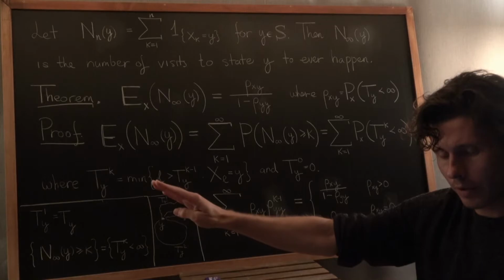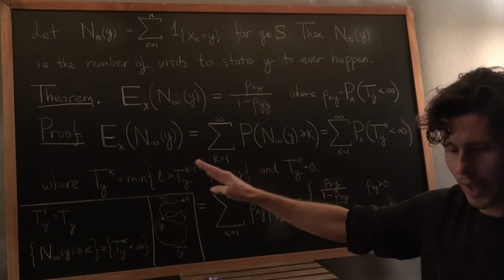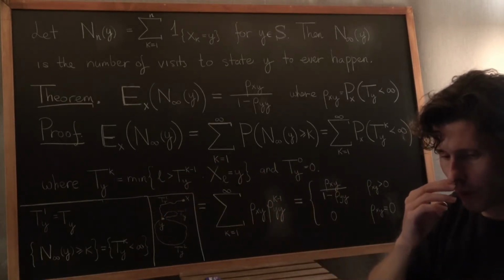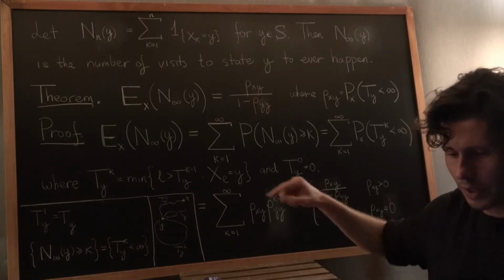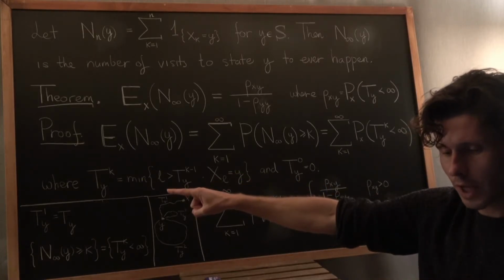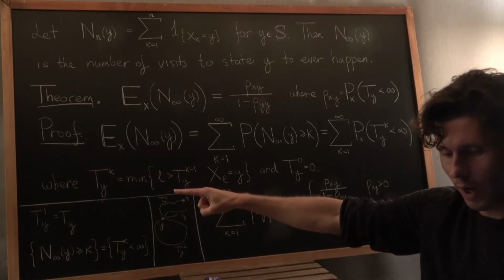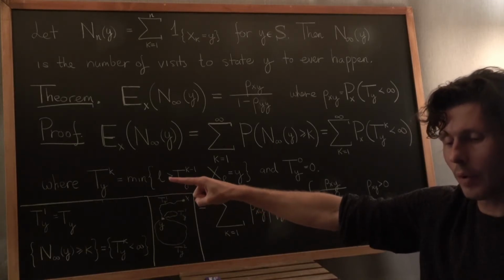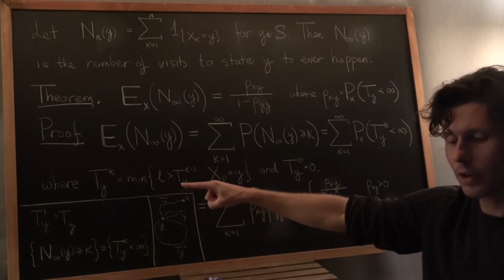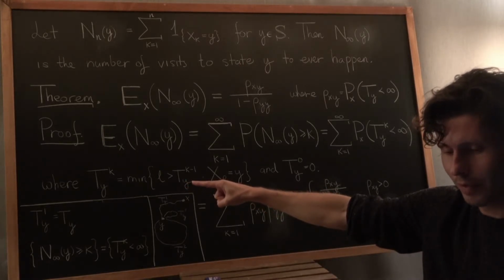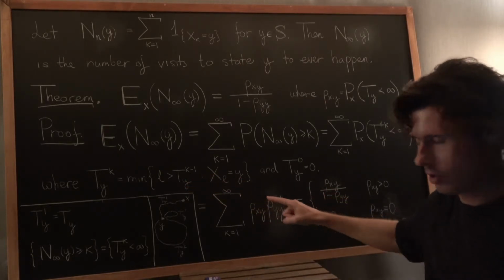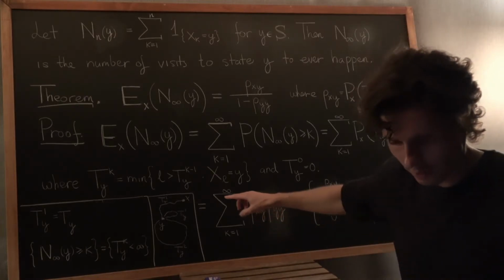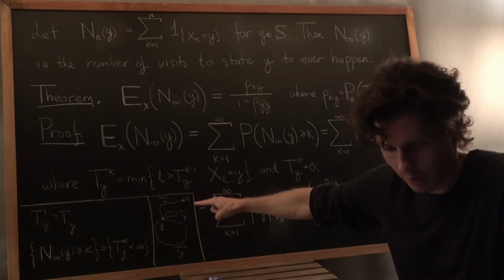Now that we have T_y^0 and T_y^1, we understand what those are. What is T_y^2? Well, T_y^2 is going to be the first time that we return to y again after leaving y. We've already hit y, and now we're going to add on to this trip the first time that we hit y after already hitting y on the previous trip. I've drawn this out in a little diagram to help you visualize this.